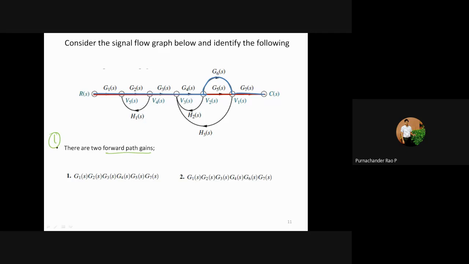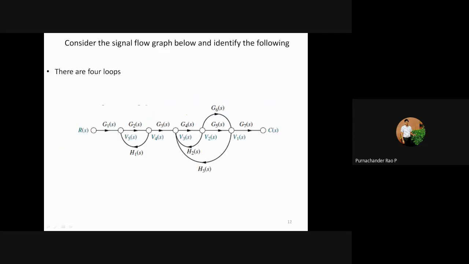So this is a loop, this is a loop, and this is also a loop. So there is no scope for more forward paths. Okay, so this problem has only two forward paths. And next, we need to see the loops. Okay, so how many loops are there?